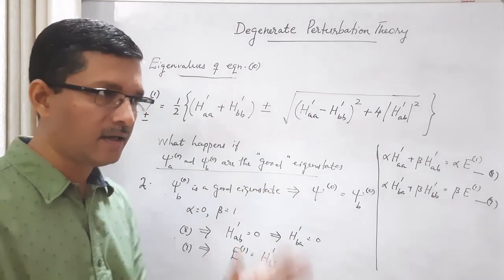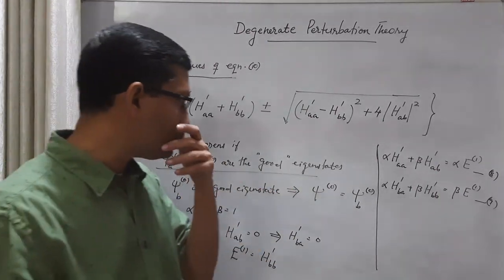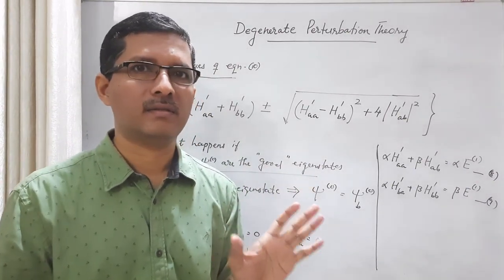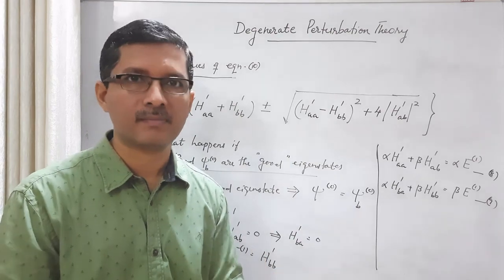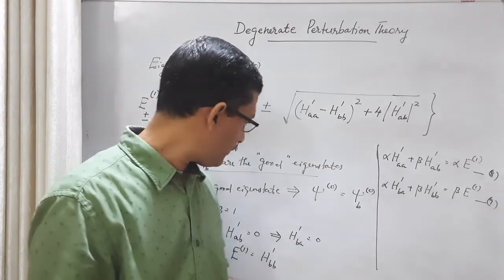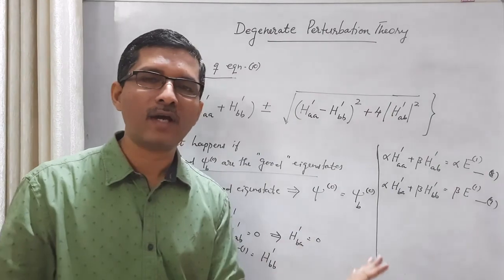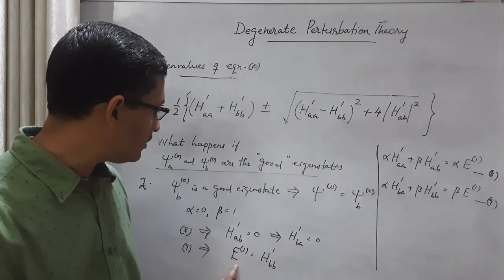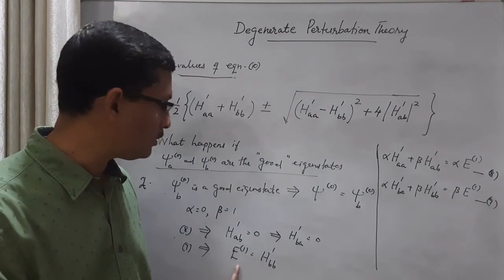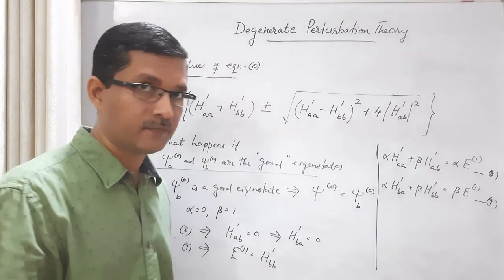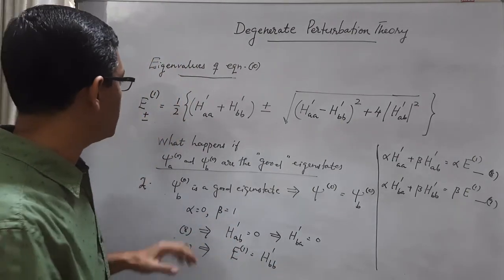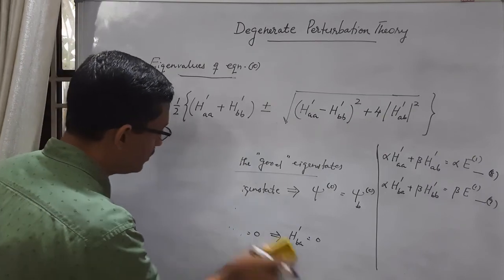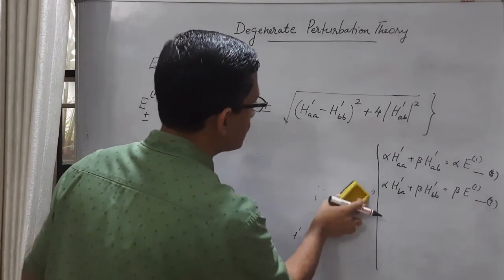So what we essentially have is, if we choose psi a0 and psi b0 as the correct eigenstates, as the good eigenstates, as the correct basis, then the off diagonal elements of the perturbing Hamiltonian will go, and the diagonal elements are the first order correction energy. But are they equal? In order to find out, let us look at this equation and see what happens.